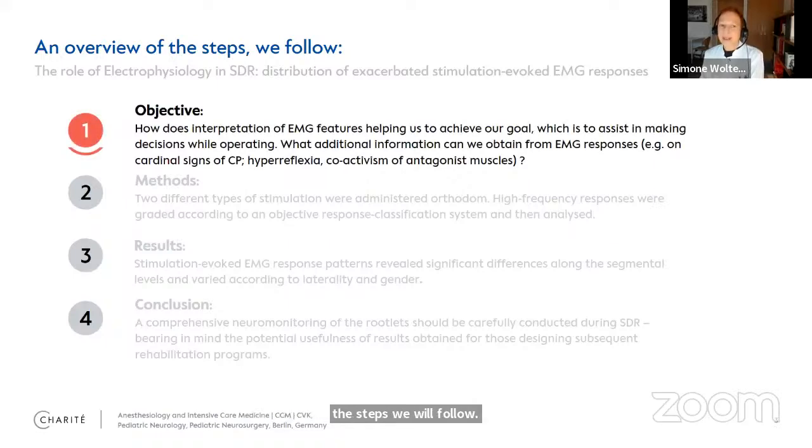Our goal: how does interpretation of the EMG features help us to achieve our goal, which is to assist in decision-making while operating? And what additional information can we obtain from these EMG responses during rhizotomies? For example, information on cardinal signs of cerebral palsy, such as hyperreflexia or co-activation of antagonist muscles.